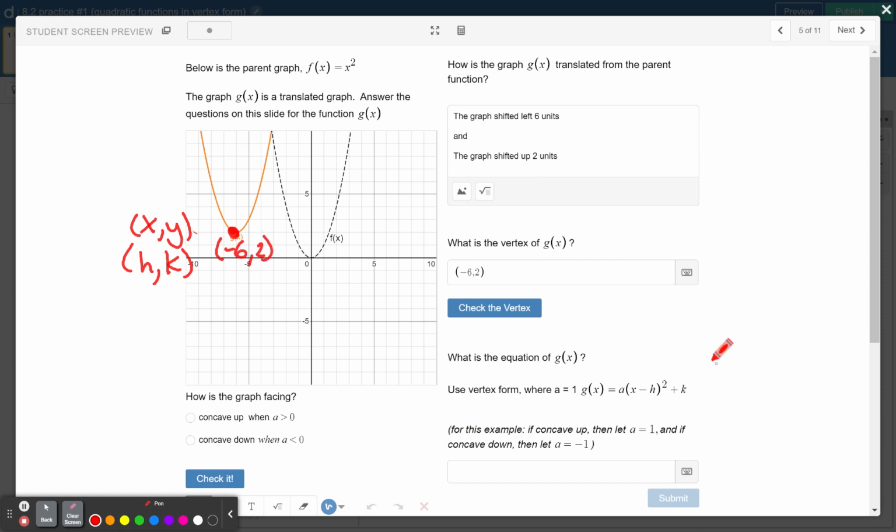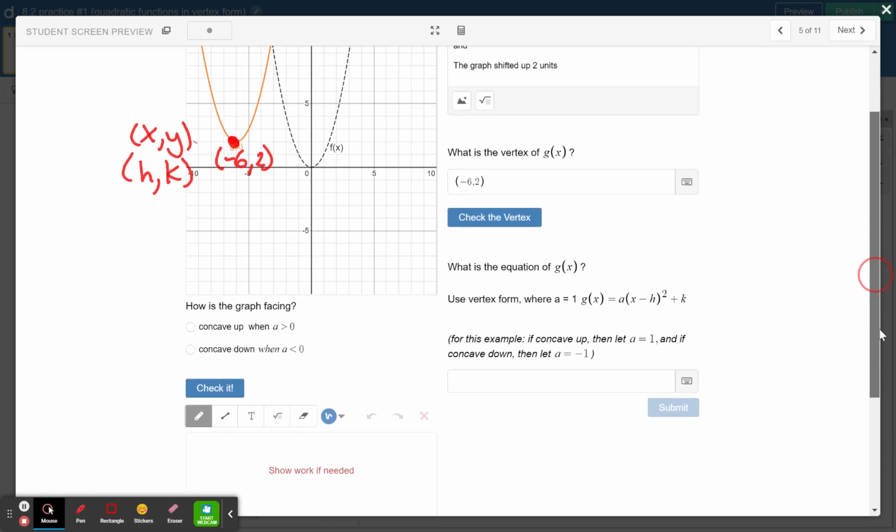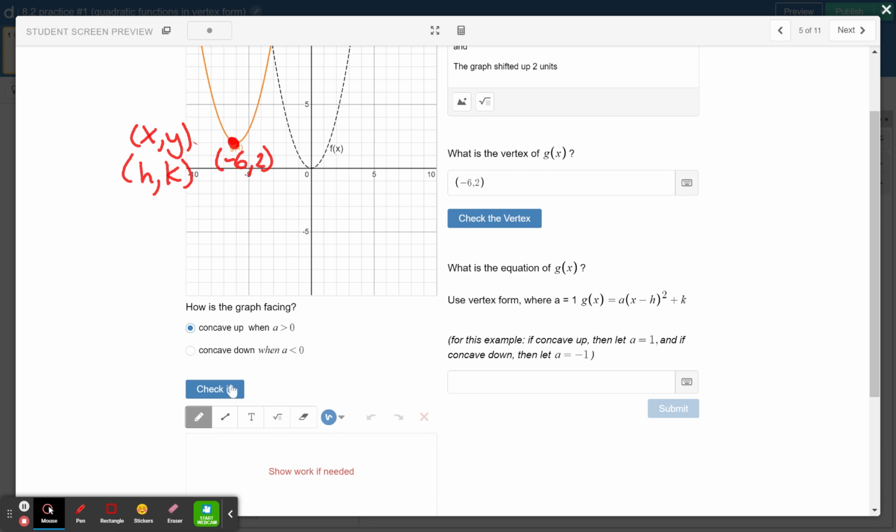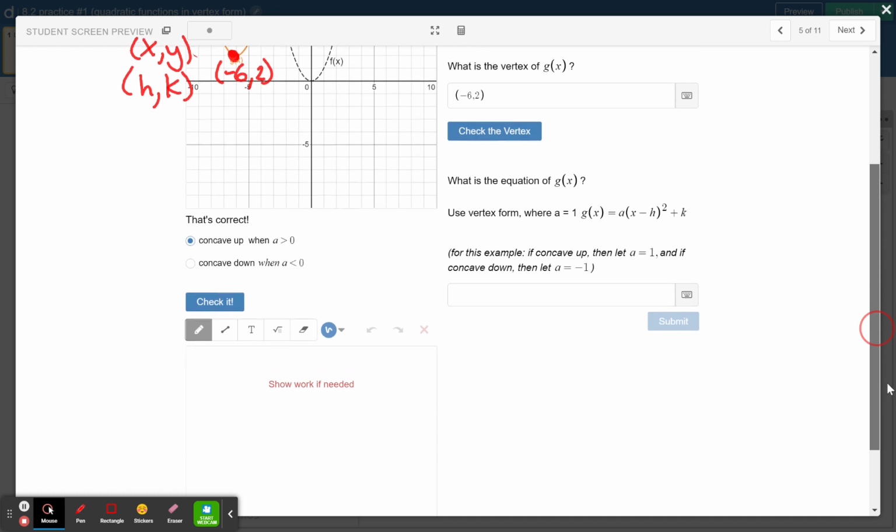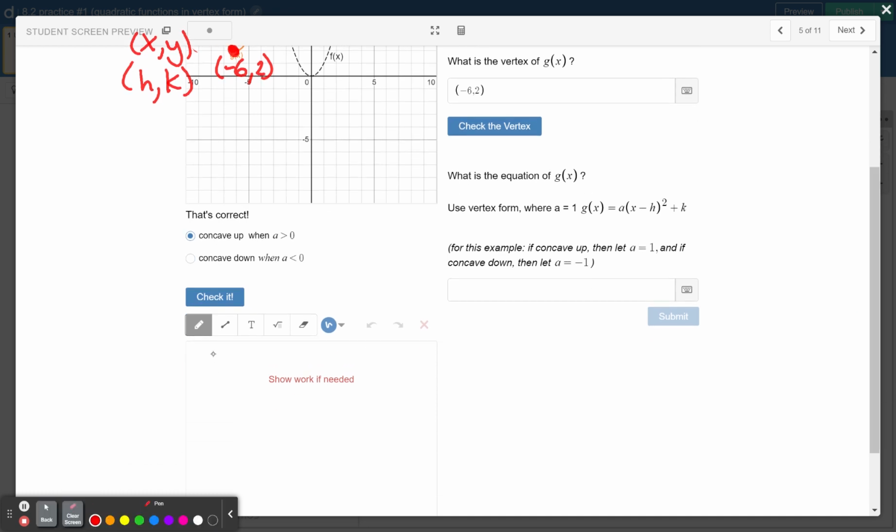Now what we have to do is put the vertex into the equation. Notice that it's concave up. It's facing upwards because a is greater than 0. So we know we got that correct. And then here we have g of x. So then we have a times x minus h all squared plus k. So we're going to plug that in.